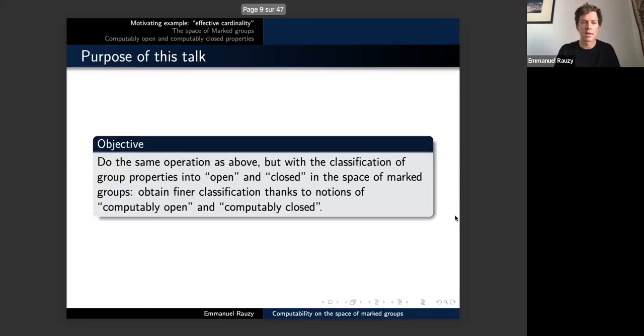All right, so now I can tell you about the purpose of this talk. We want to do the same operation as above, but with the classification of group properties into open and closed in the space of marked groups. We want to be able to get a finer classification, classifying properties into computably open and computably closed in the space of marked groups, and hopefully this will teach us something.